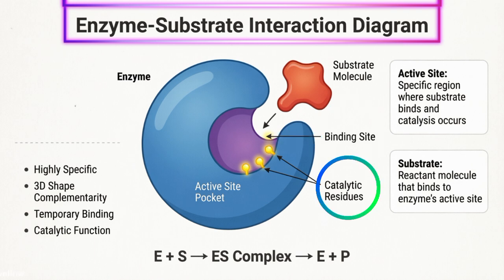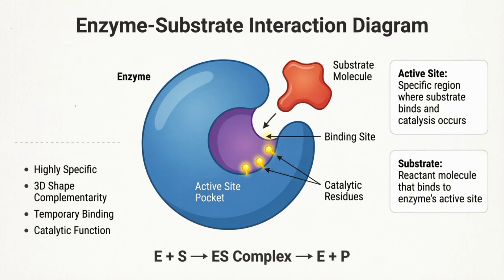The catalytic residues, you see those glowing yellow dots? These are specific amino acids. Once the substrate binds, these residues get to work. They might stretch the substrate bonds or provide the perfect environment to break them. This lowers the activation energy, making the reaction happen much faster.